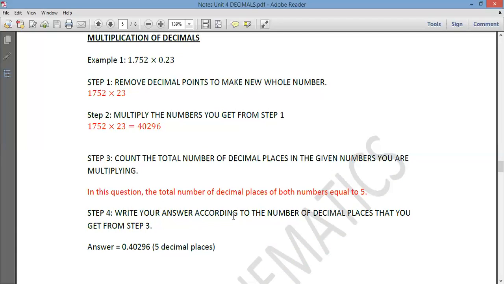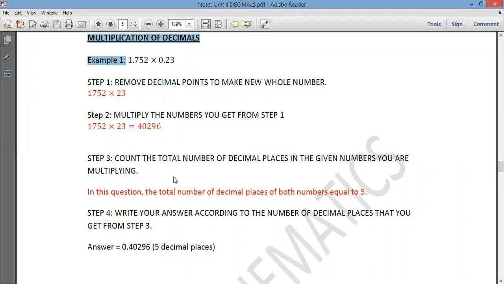Okay, this part is about multiplication of decimals. First, step 1, you remove the decimal point to make a new whole number. So you change the numbers here into whole numbers. We get 1,752 instead of 1.752. Then 0.3, you change to a whole number by moving 2 steps, and it becomes 23. You multiply these two whole numbers first, then you get 40,296.